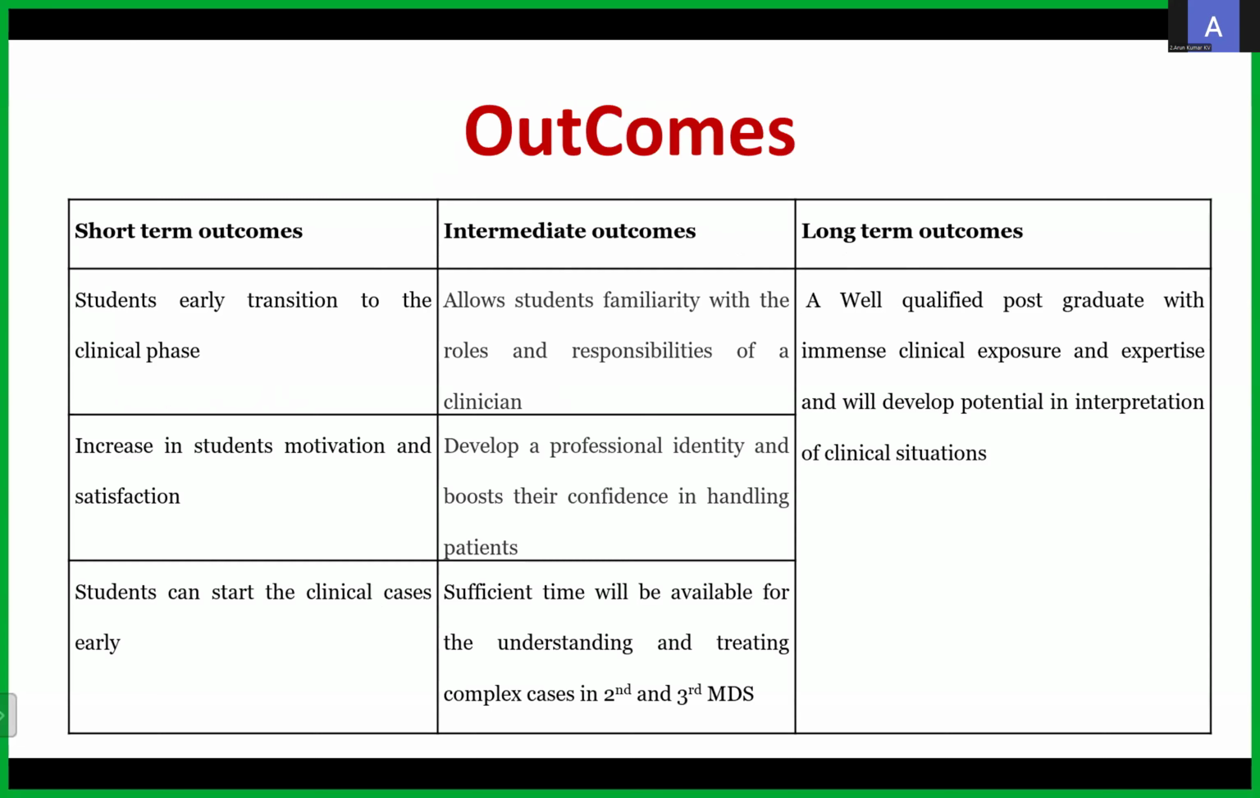All right. Okay. So the outcomes which I am aiming to get: the short-term outcomes are students' early transition to the clinical phase, and an increase in students' motivation and satisfaction since they are treating patients early. Students can start the clinical cases early and also do the other assignments which are scheduled in first year, second year, final. The intermediate outcomes would be... You can use the word student engagement. All right. Student engagement with the patients leading to motivation and satisfaction.